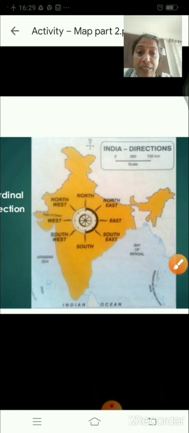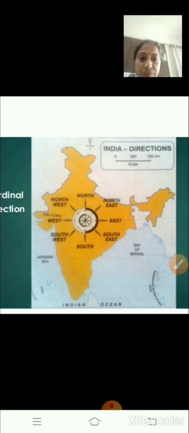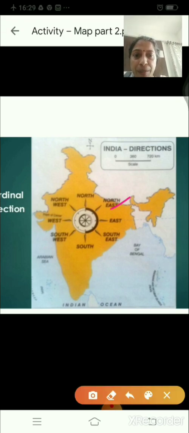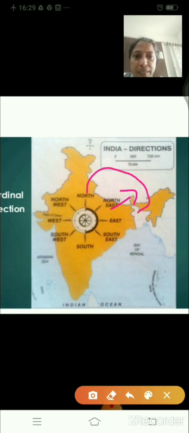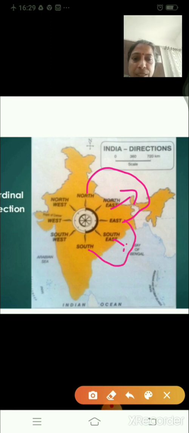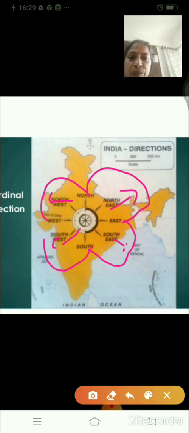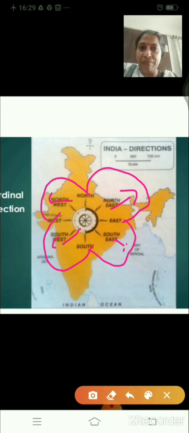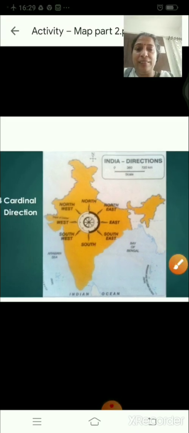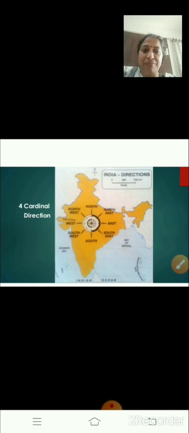Northeast lies between north and east. Southeast lies between south and east. Northwest lies between north and west. Southwest lies between south and west. Is it clear, students? Directions? Okay. Now what do you see in the picture?